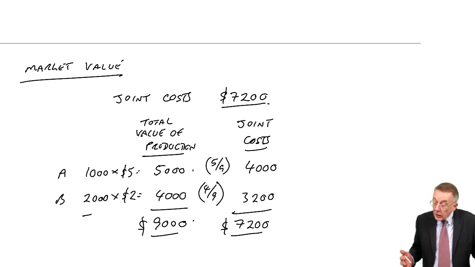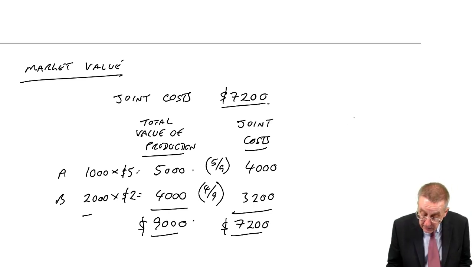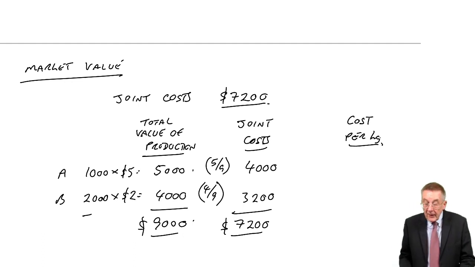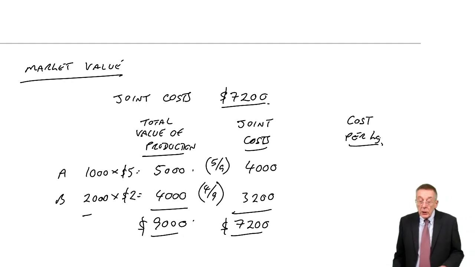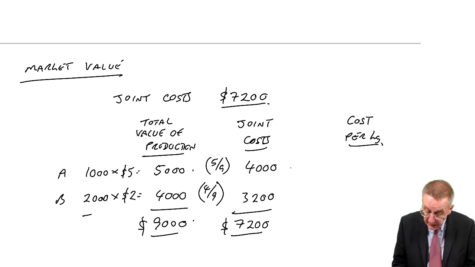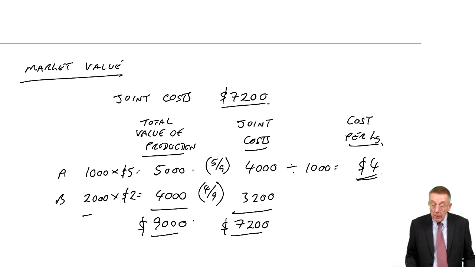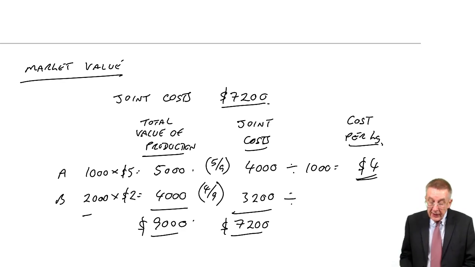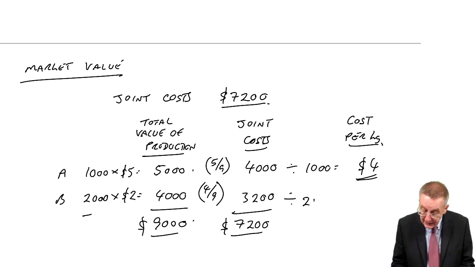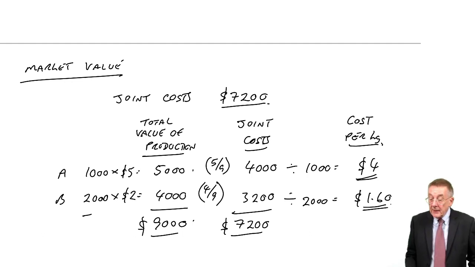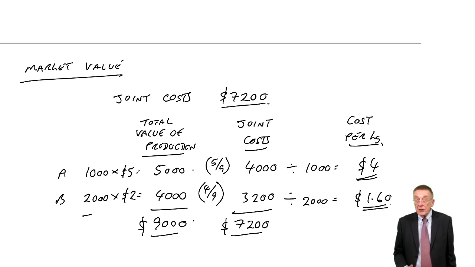It'll go 3,200. I want the cost per unit, or here per kilo. And so now no problem. A total of 4,000 for production of 1,000. That one we'd give a cost of $4 a kilo, whereas B, 3,200 for 2,000. That would be given a cost of $4.60. Sorry, $1.60.